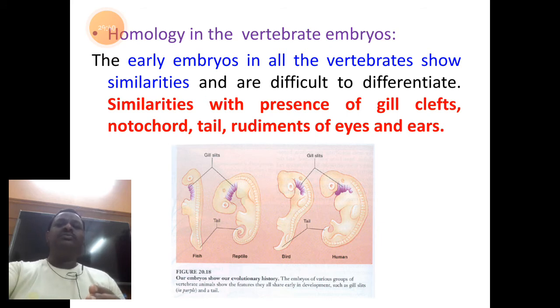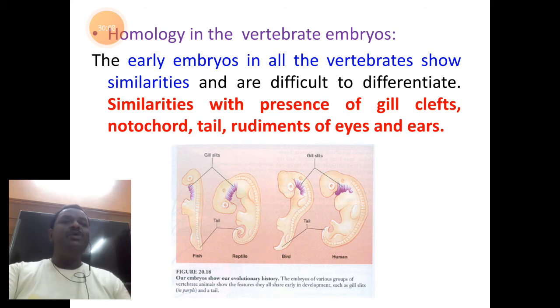Now, the second type is similarities or homologies in the late embryonic developmental stages of vertebrate organisms. It includes the characters like presence of gill clefts, notochord, tail, rudiments of eyes and ears, etc.